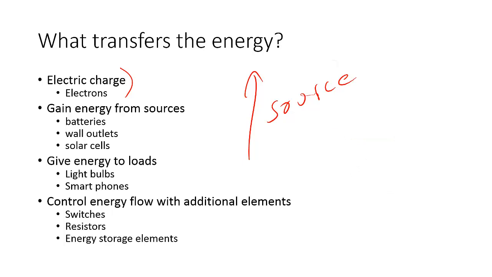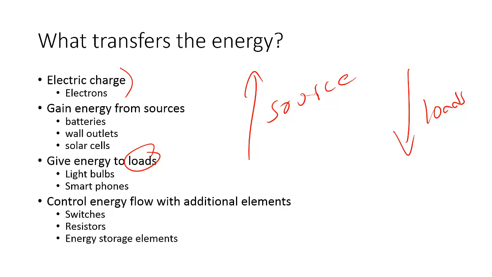And then they give energy, or they lose energy, to loads. And loads, again, are things you may be familiar with, things like light bulbs and smartphones. So they lose energy when they go through a load, and they typically transfer it into the load, and the load does something desirable. For example, once again, turns on a light, moves a motor, that sort of thing.